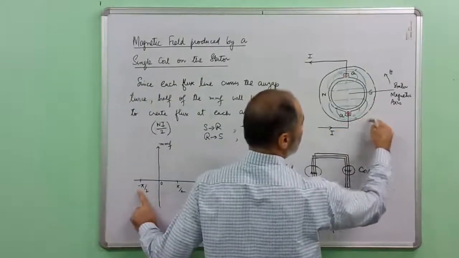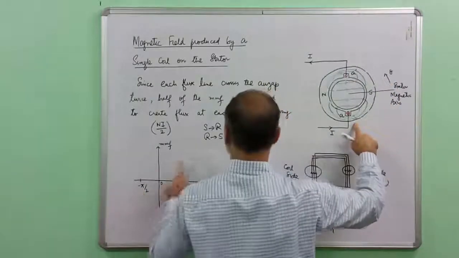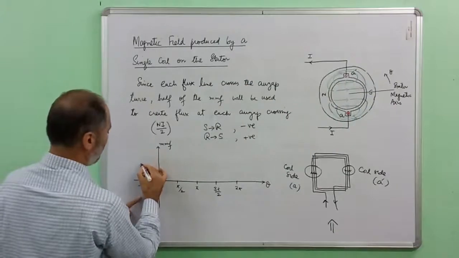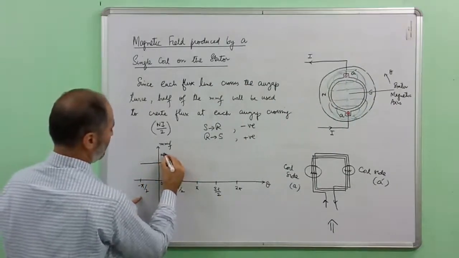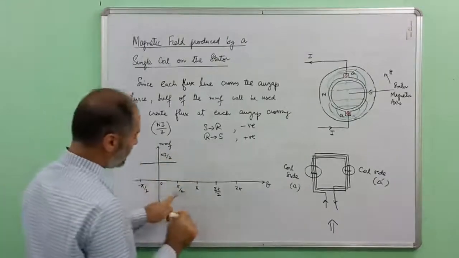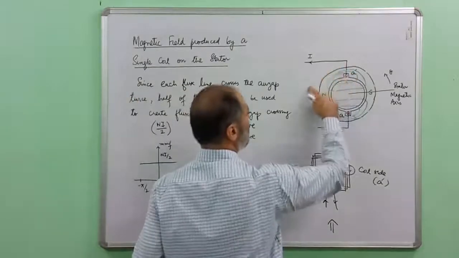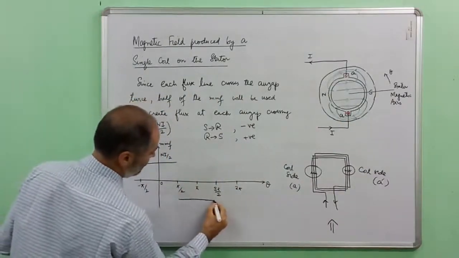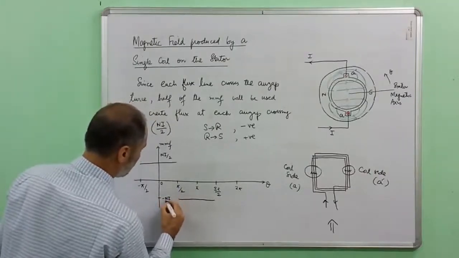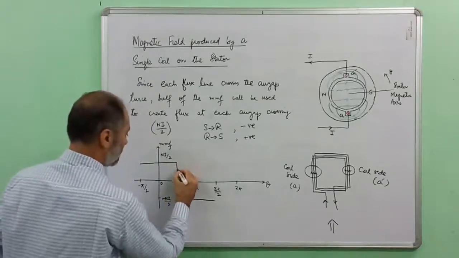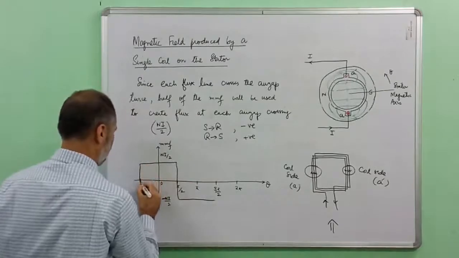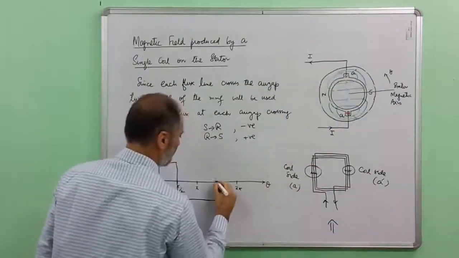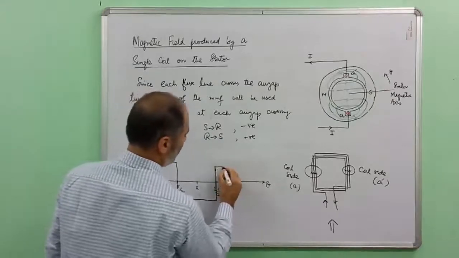Therefore, if we start from minus pi by 2 to pi by 2, the MMF will be Ni by 2, and according to this convention it will be taken as positive. Then, between pi by 2 to 3 pi by 2, the MMF will be minus Ni by 2. And therefore, the MMF will vary like this. And if you go again and again, you can go on increasing the angle. Therefore, this waveform can be plotted repeatedly.